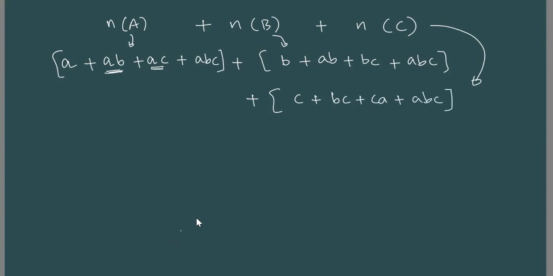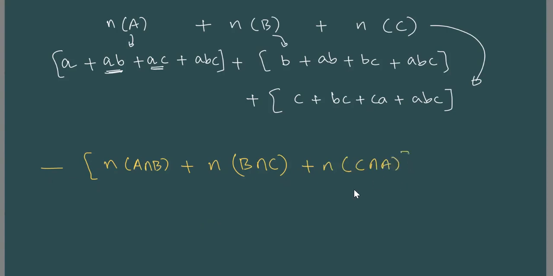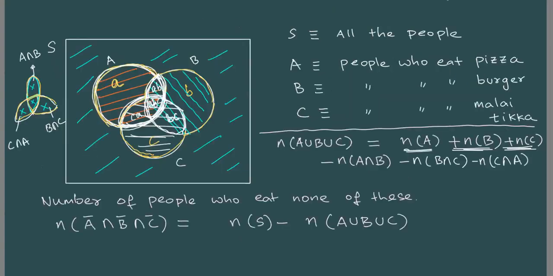Okay. So now let's say I'm removing intersections: A intersection B, and I'm removing B intersection C, and I'm removing C intersection A. If I'm removing these, what am I removing? Now let's look at the diagram again. A intersection B is AB and ABC, right? B intersection C is BC number and then ABC number. Again, I'm repeating, BC is just a number.